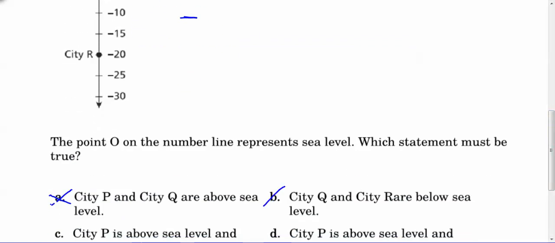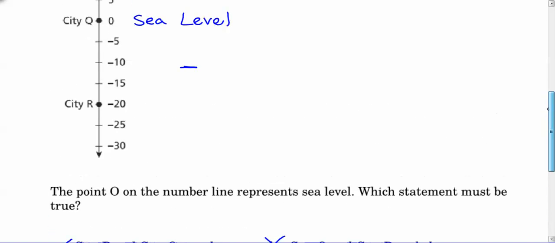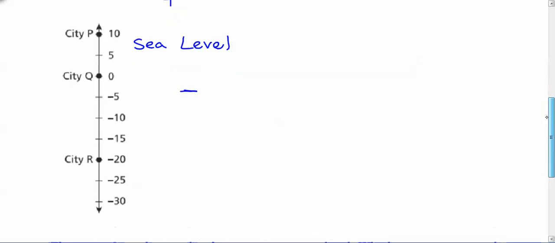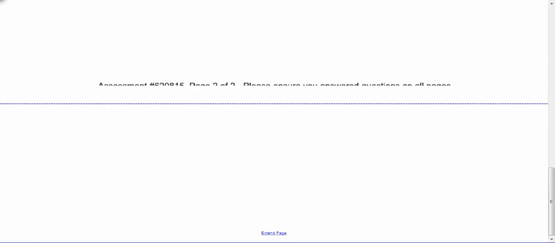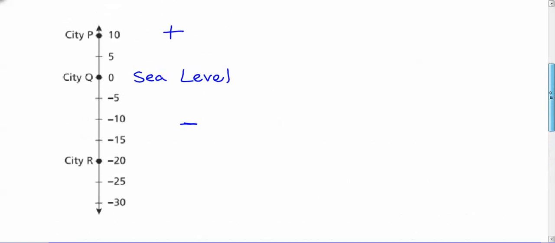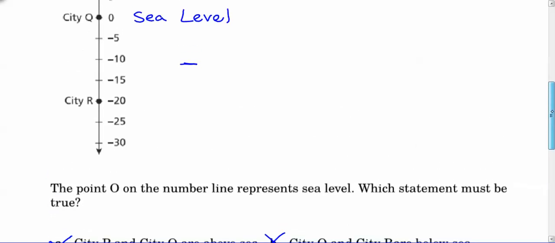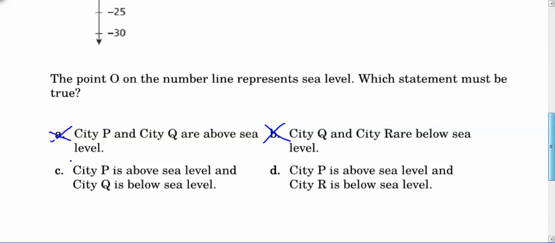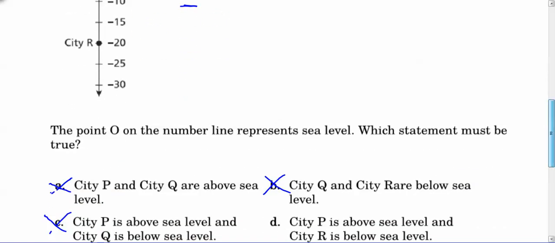And then choice C says City P is above sea level and City Q is below. So City P above, yes. Let me undo that. Not quite sure what I did there. All right, City P is above. We confirmed that. And City Q is below? Again, no, City Q is at sea level. So I'm guessing choice D is our answer. City P is above and City R is below. Yep, choice D.